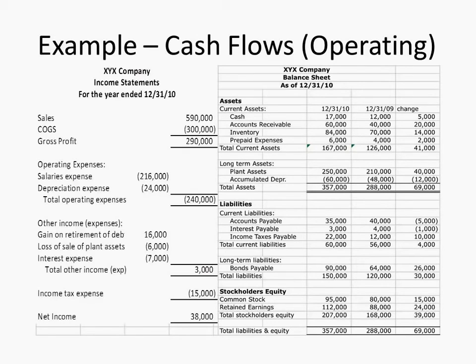Sales. Inventory we dealt with. What was the corresponding income statement account? Cost of goods sold. Prepaid expenses. Did we deal with that? No.